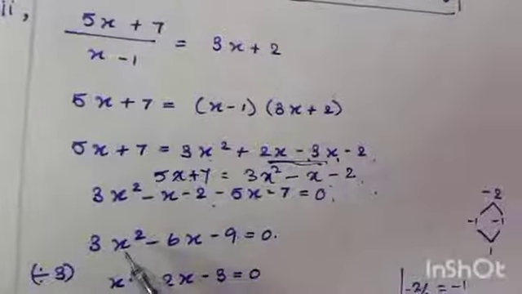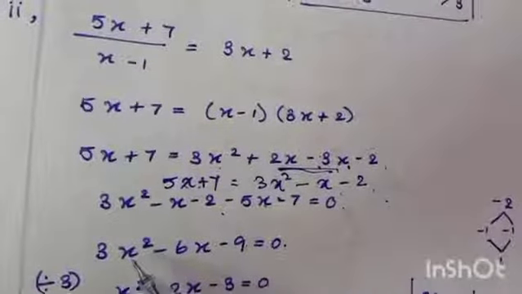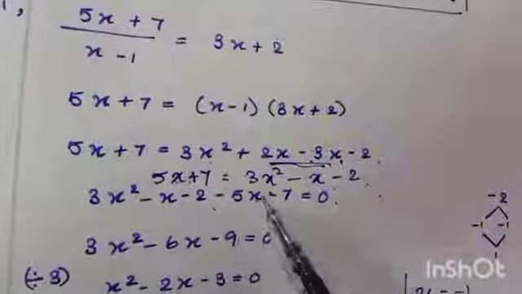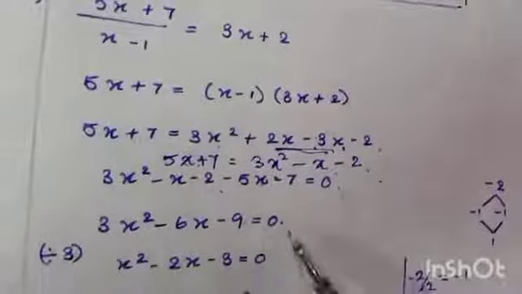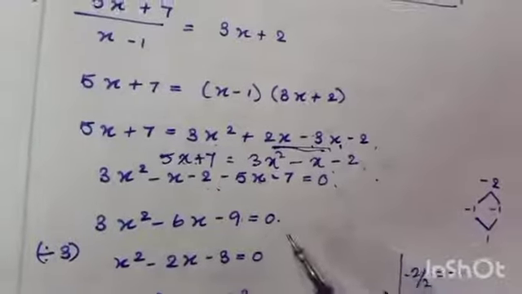Now we have to simplify according to the like terms. 3x square minus these two like terms. So you have to add minus 6x minus 9 equal to 0. It is in the quadratic form. Then we have to follow the rules.